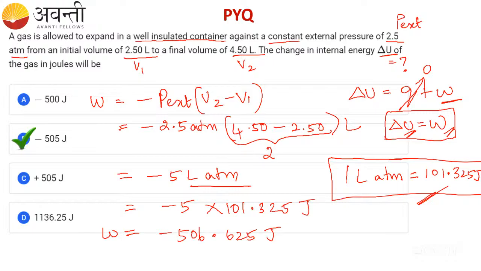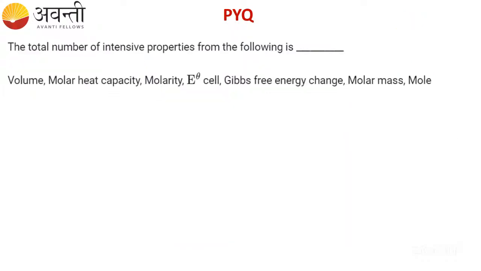Fine. So now let's go ahead with the third question. The total number of intensive properties from the following is: volume, molar heat capacity, molarity, E0 cell, Gibbs free energy change, molar mass and mole. This is a JEE question and that's why we don't have options here, because in JEE for 10 questions we won't be having the options. It is a numerical based question in which we have to give the answer in numbers.